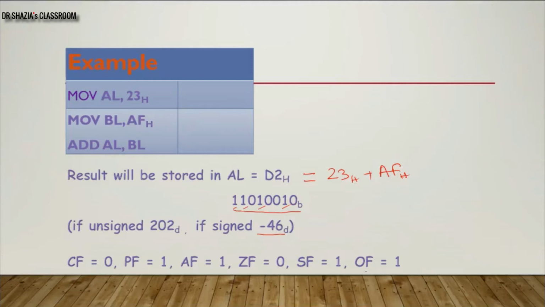Now the overflow flag. Addition of two positive numbers. Here I have added 23H with AFH. Addition of two positive numbers cannot be negative. Yes, as my sign bit or the MSB bit is high, it says that the 2's complement overflow has taken place. So my overflow flag will be high in this case. Hope how all these flags get affected is clear to all of you.